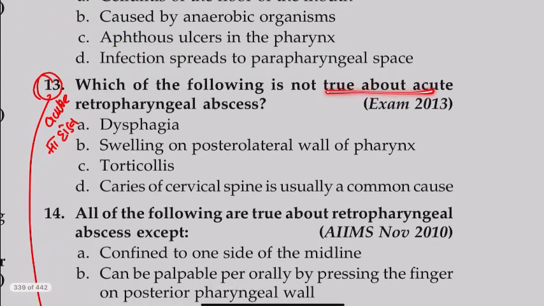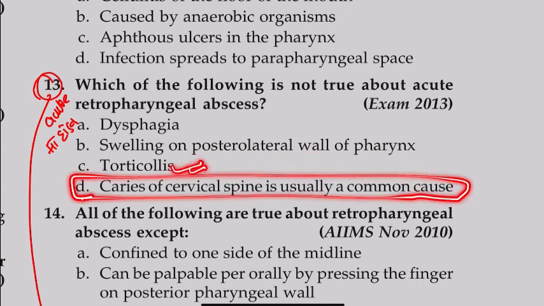Which of the following is not true about acute retropharyngeal abscess? Talking about the retropharyngeal space, dysphagia is present in retropharyngeal abscess. Swelling in the posterior wall of pharynx is present. Torticollis is present. Caries of cervical spine is usually the common cause. That is not the right statement, it is not true about acute retropharyngeal abscess, right?